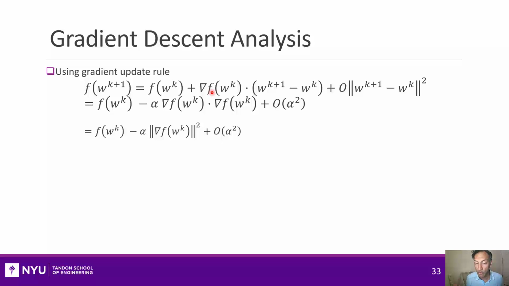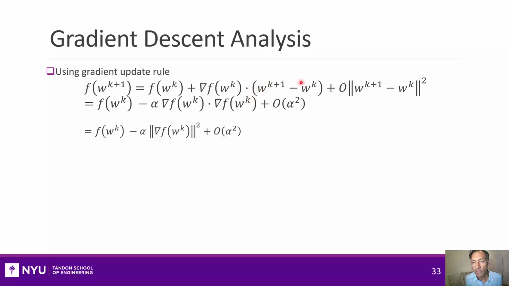If you want to prove, though, that it will always decrease, this is the basic logic. I look at the value of the function on iteration k plus 1, and I want to compare it to the value at k. Well, I can use my first order approximation. I know it will be the inner product of the gradient with the difference of the two values, plus some second order term.